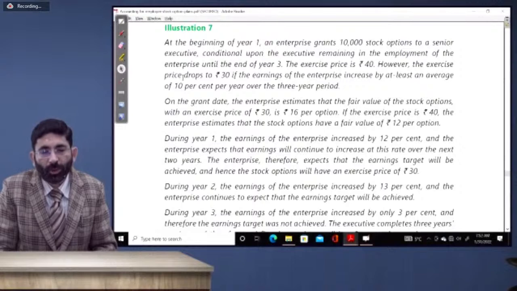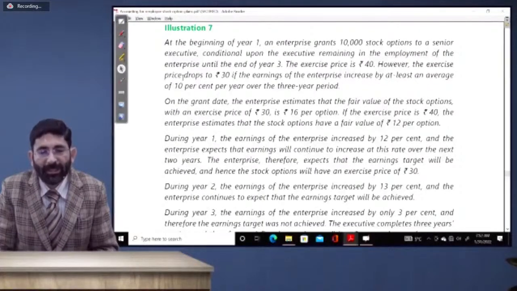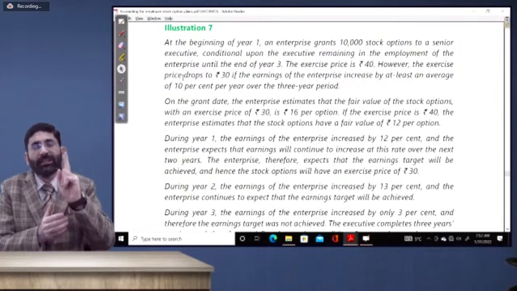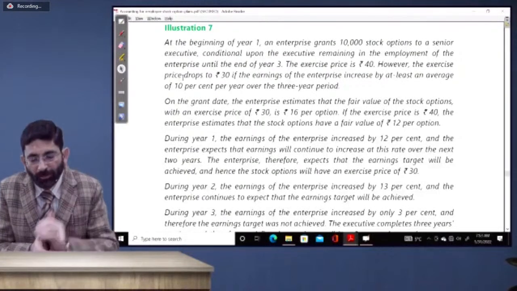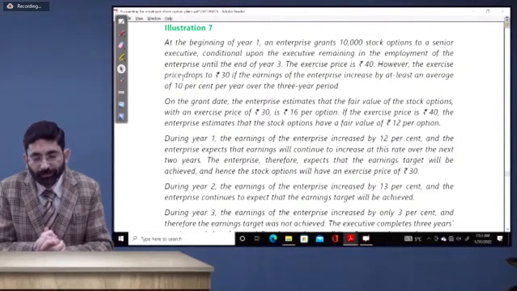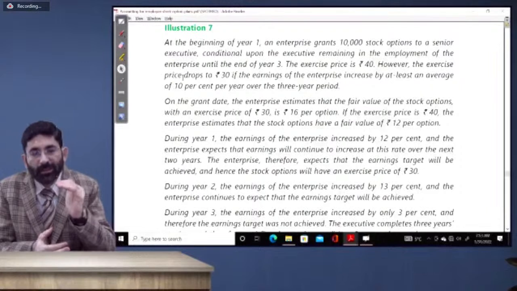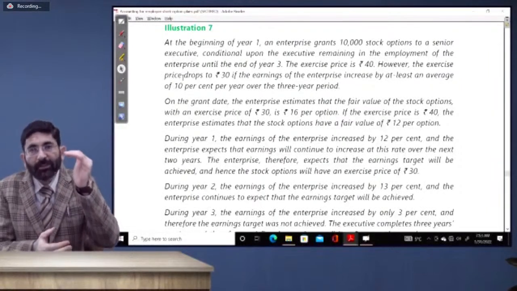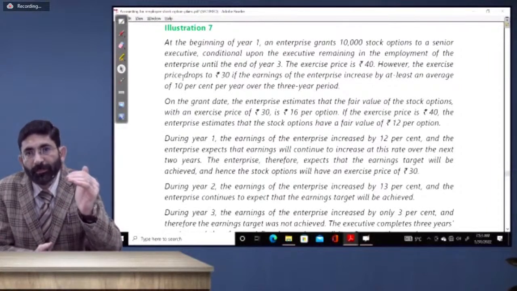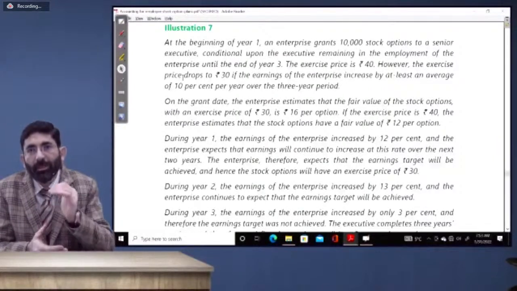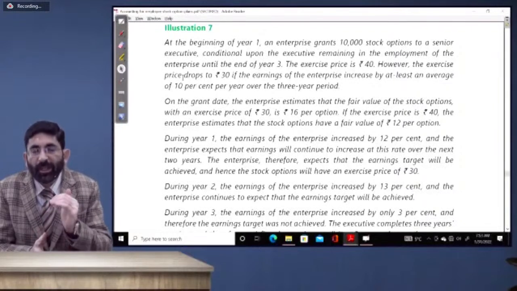Exercise price drops to 30 if the earning of the enterprise increases by at least an average of 10% per year over the 3-year period. Means two conditions are there. First condition is they must remain in employment for the next 3 years. Second point is that if the earning increases, the price at which it will be given to the executive will be reduced. Means he will be benefited if that earning is achieved.